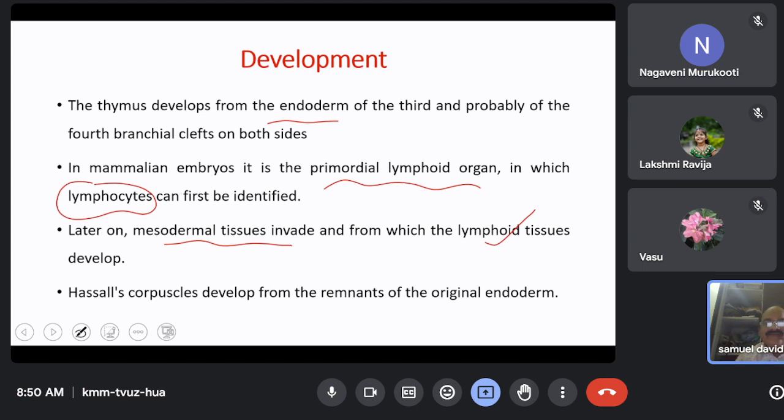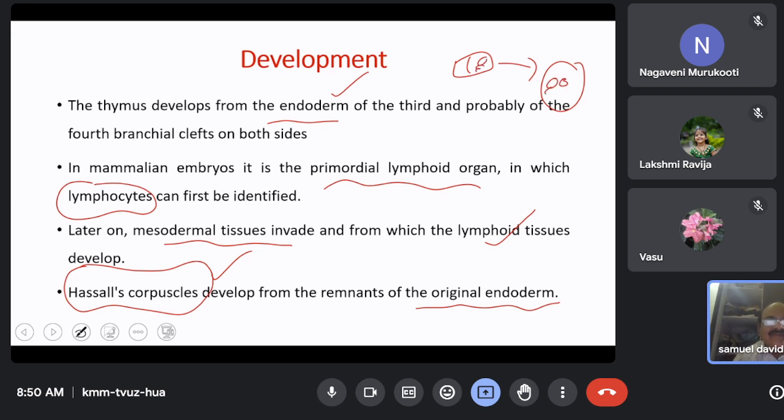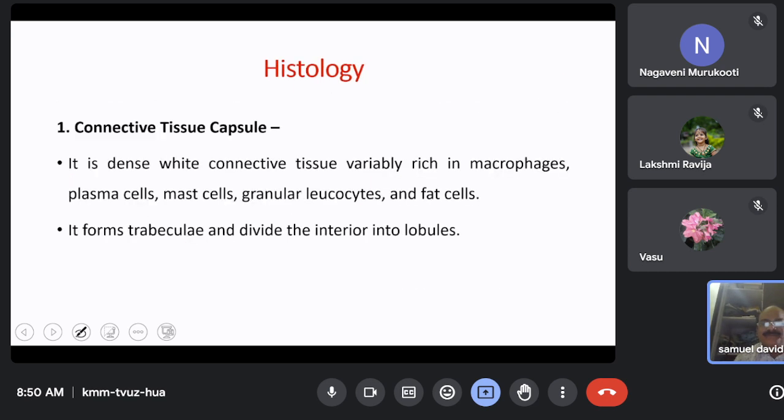Another characteristic feature of the thymus gland is that it contains Hassall's corpuscles. This you have to remember. These are nothing but the remnants of the original endoderm from which the thymus is derived. So the endoderm gives rise to the thymus gland and some of the endodermal cells remain as Hassall's corpuscles.